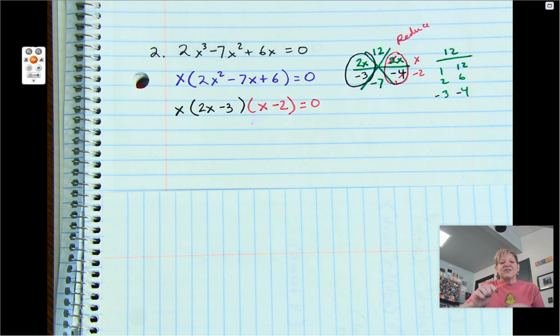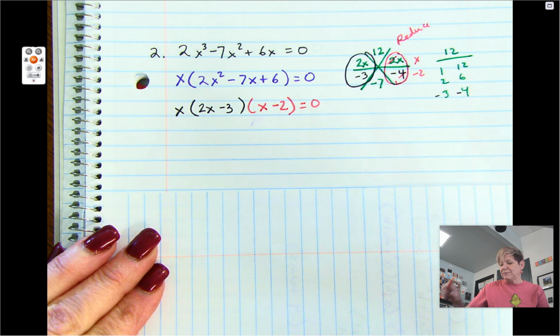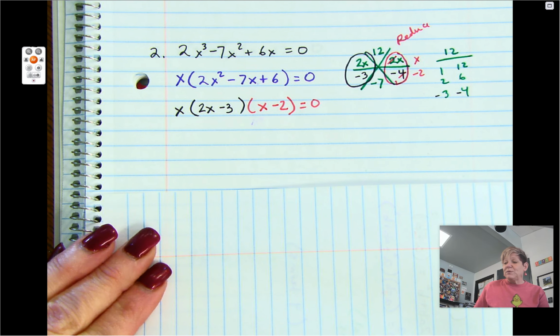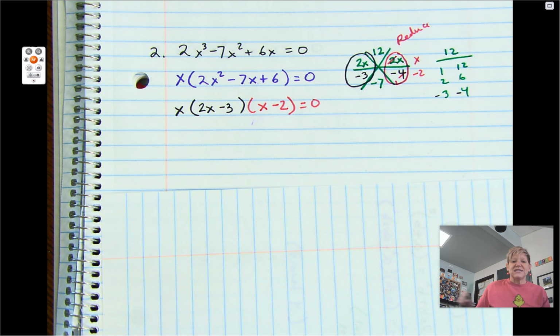This is now factored completely. We cannot factor it anymore, so we factored completely. And lastly, we want to solve. So how are we going to solve? We are going to set each of our factors equal to 0.